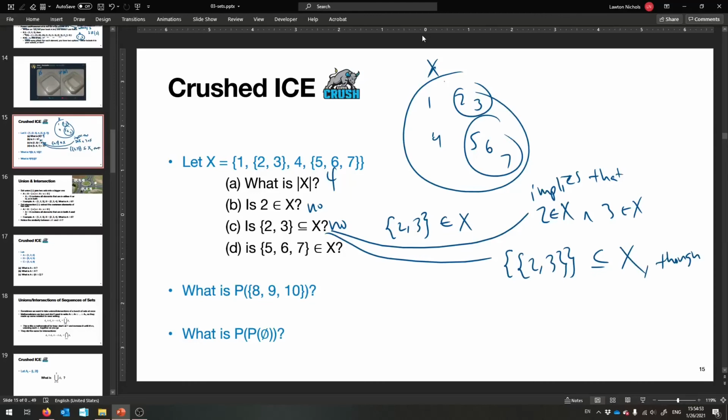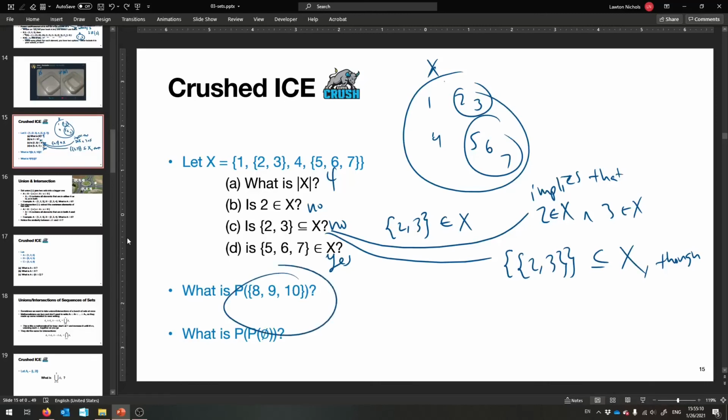Okay, so that was a hard little question. How about this one? Is {5, 6, 7} an element of X? Yes, it is. It's one thing, it's sitting right there. So that was the hard one right there. Hopefully you got it. If you did, hopefully you understand it. If you got it, I am very proud of you.